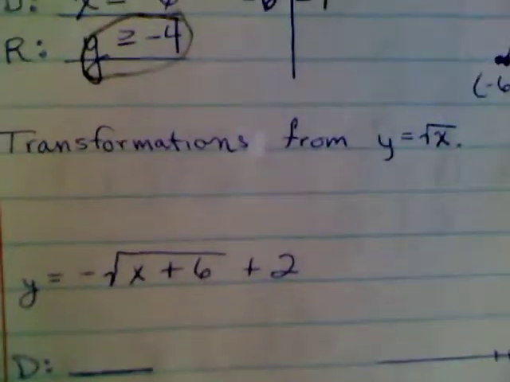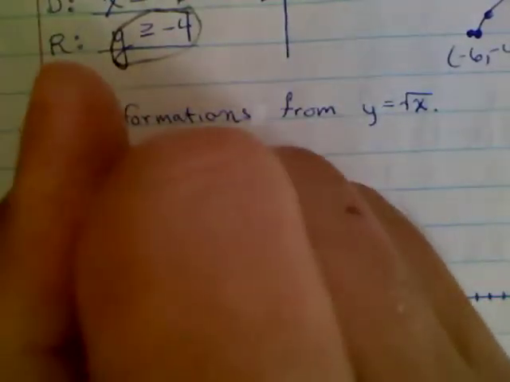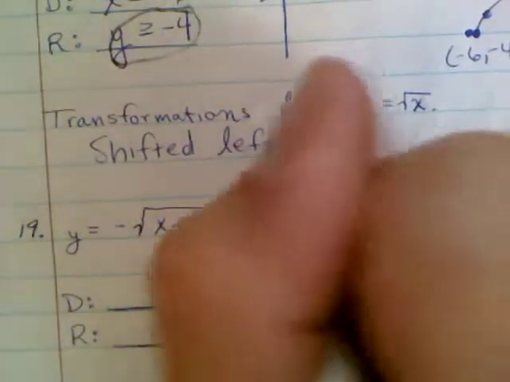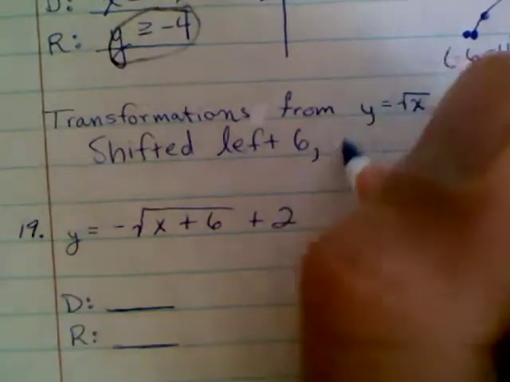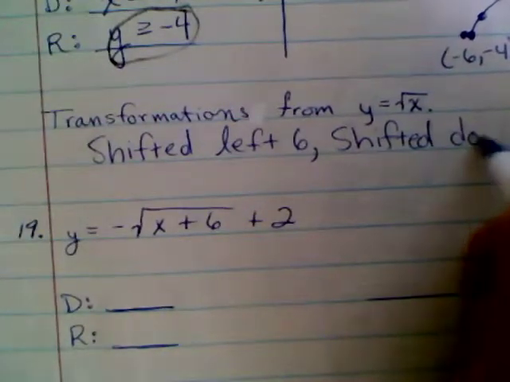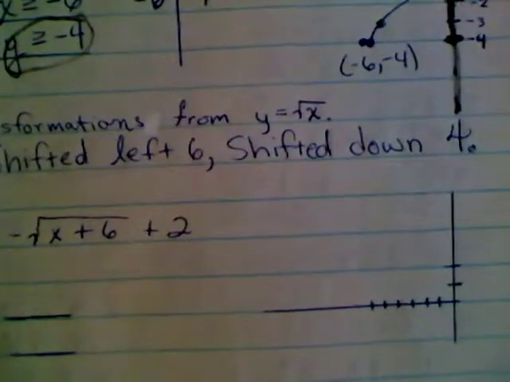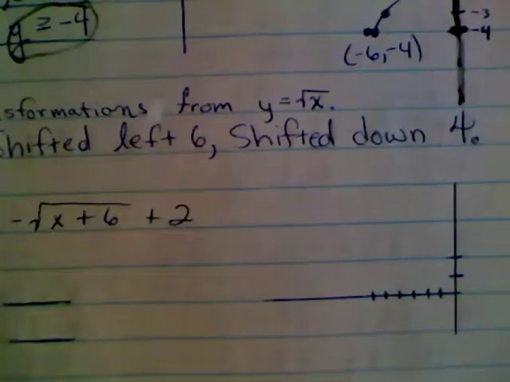So how would I compare this to the parent function y equals the square root of x? This one is shifted left 6 and shifted down 4. Shifted left 6, shifted down 4.